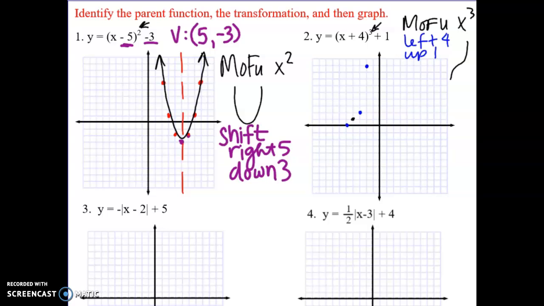So down 8. 1, 2, 3, 4, 5, 6, 7, 8. Did I go down far enough? I'm going to count that again. So over 2, down 1, 2, 3, 4, 5, 6, 7, 8. There it is. Now, because I know the basic shape, I know that it should go like that, and it's going to go up forever. So it started low, it ends high.